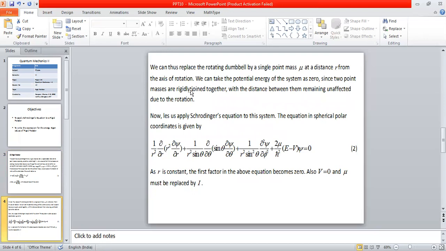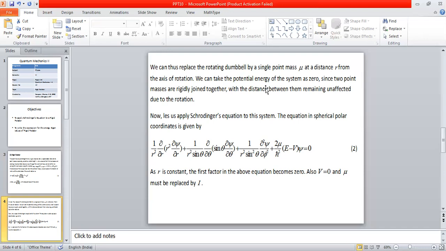So that is what I explained so far. That is what we have done here: reducing a two-particle system into a single-particle system. Now we can take the potential energy of this particular system as zero. The reason is that the two point masses are rigidly joined together, so their distance always remains constant. Therefore, for such a system we can assume the total potential energy is zero.